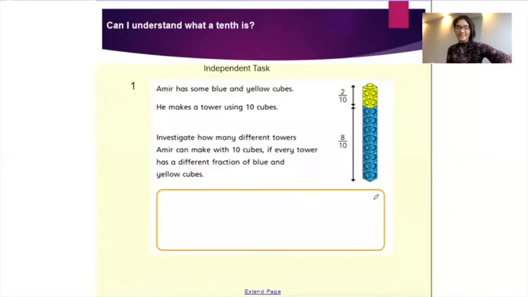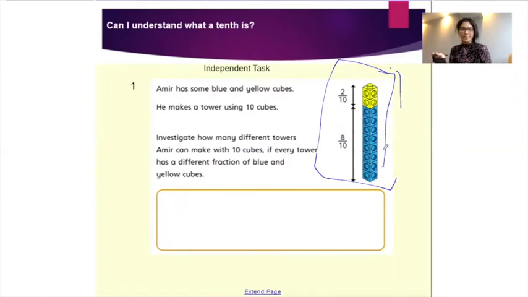Now, your independent task for today is here. Number 1, Amir has some blue and yellow cubes. He makes a tower using 10 cubes. Now, investigate how many different towers Amir can make with 10 cubes if every tower has a different fraction of blue and yellow cubes.